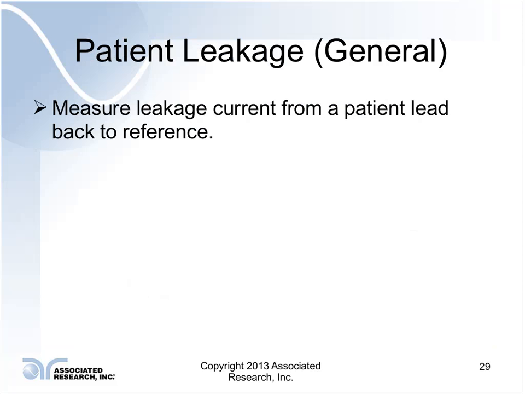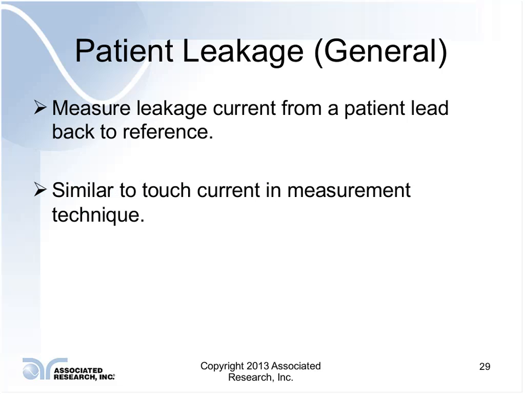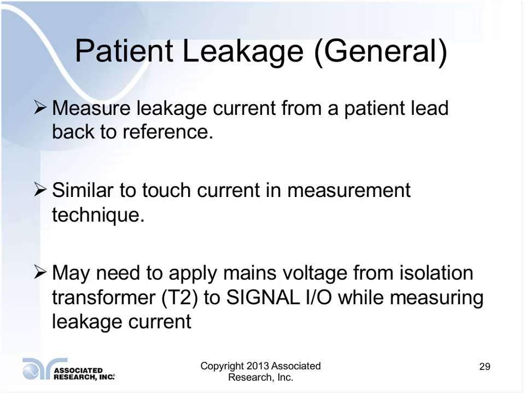So general patient leakage current is just really literally patient lead back to your reference. And as far as a setup goes, like say you're using an OMNIA or another device that has a probing point, it's really no different than a touch current test. You're probing a patient lead instead of a chassis point, but your setup is the same. You might have a different high limit value, but as far as connecting to your device under test, it's pretty much the same thing. So it's similar to touch current in its measurement technique.